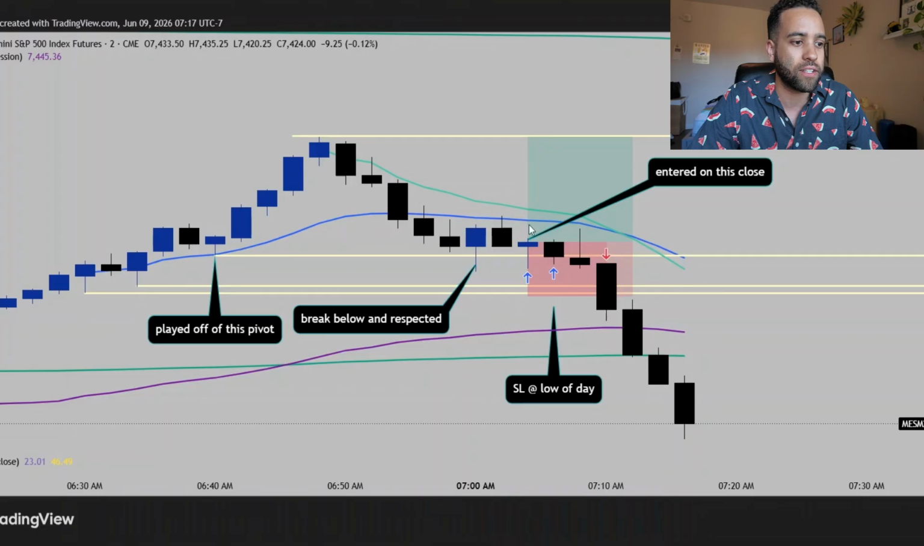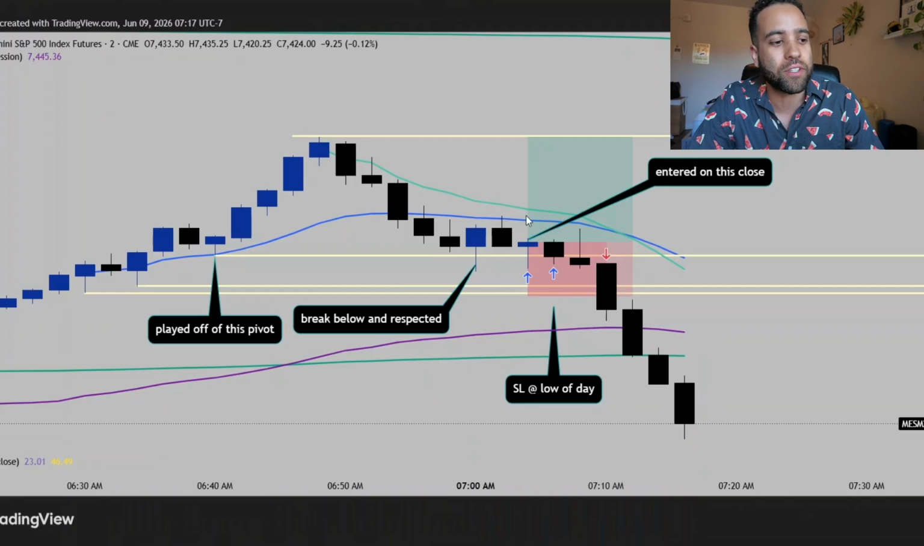I shouldn't have even entered because I didn't get that VWAP confirmation, which is a new rule that I'm adding because as I go through the ideal trades, more times than not, if you get a close above or below that blue line, it's going to work out.